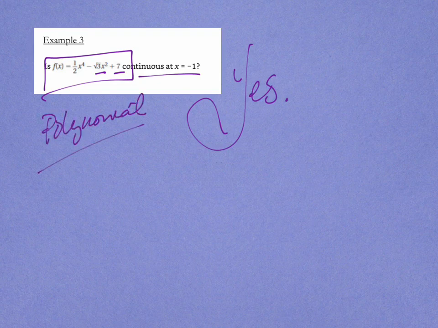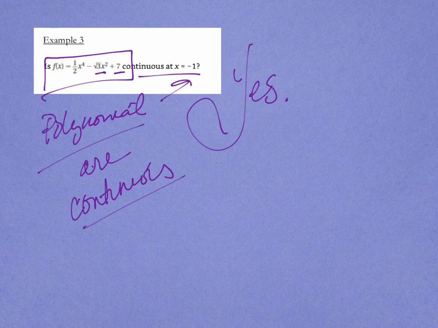All polynomials are continuous. So it doesn't matter where you asked, it would be continuous. All right, I'll stop the video there.